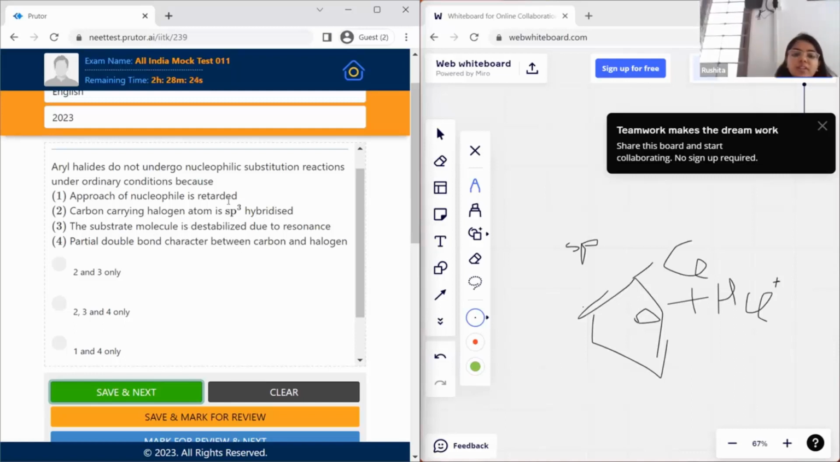And the approach of the nucleophile is retarded because of the loss of stability. The nucleophile will be retarded. So this is also a correct option.